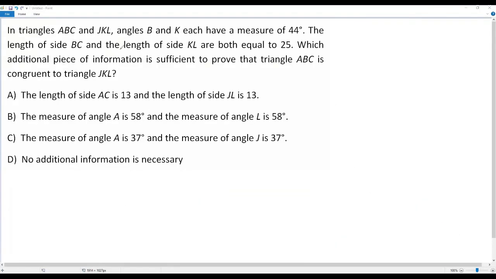In triangles ABC and JKL, angles B and K each have a measure of 44 degrees. The length of side BC and the length of side KL are both equal to 25. Which additional piece of information is sufficient to prove that triangle ABC is congruent to triangle JKL?